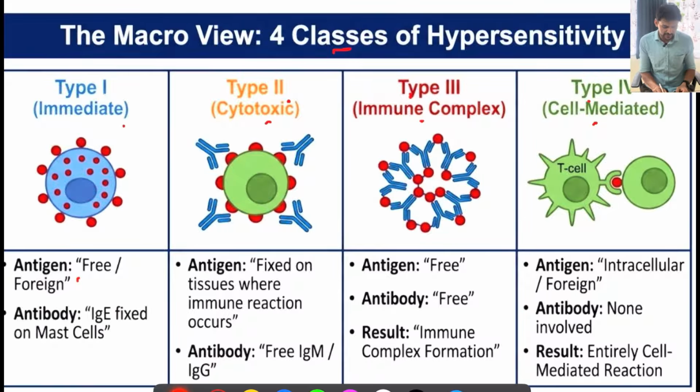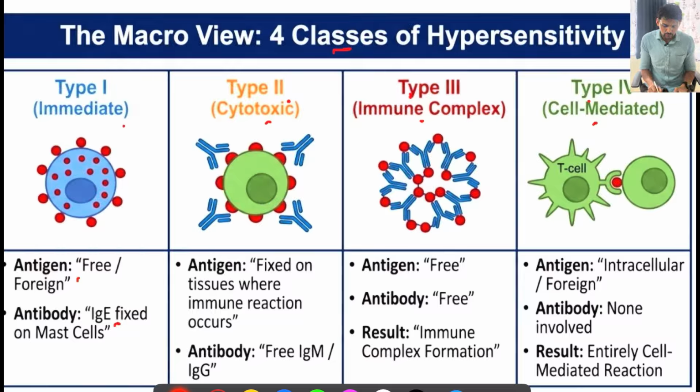In type 1, mainly the antigen comes from outside and it is a free floating antigen, but the antibodies are fixed. Mainly IgE antibodies will be fixed over the mast cells. So whenever they are triggered by the free floating antigen, there will be an immediate response, that is nothing but type 1 hypersensitivity reaction.